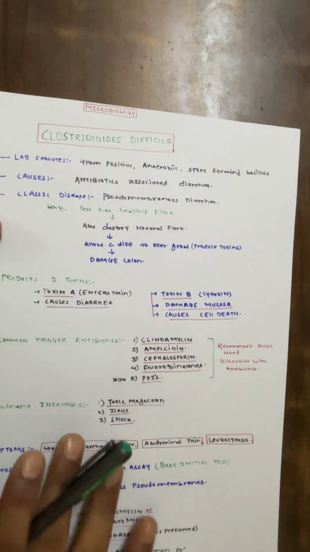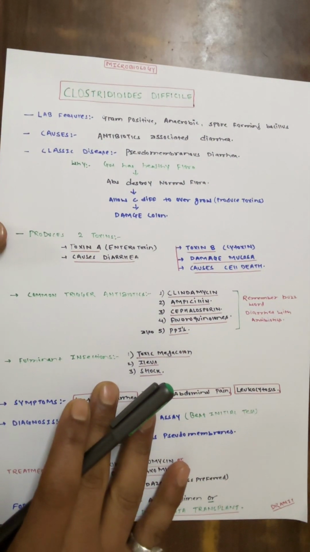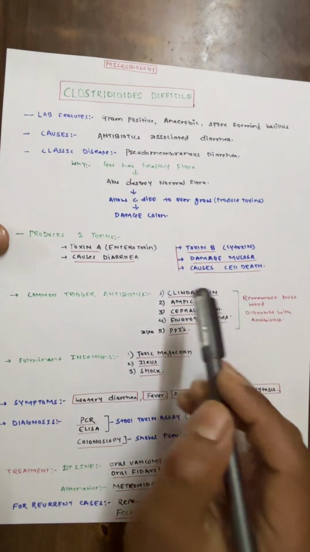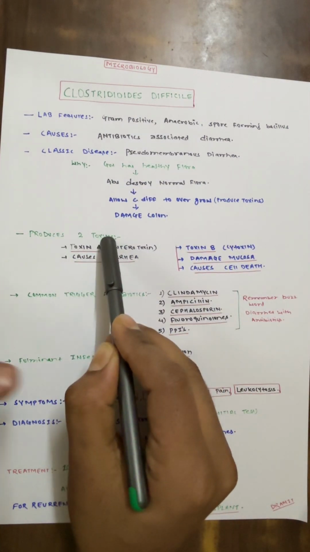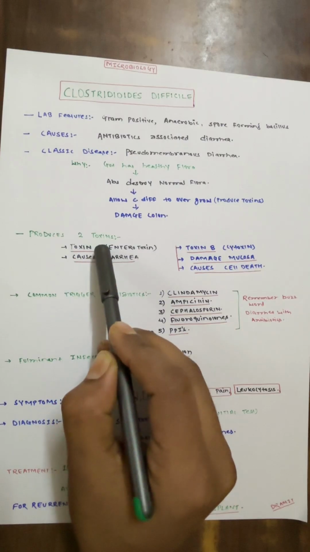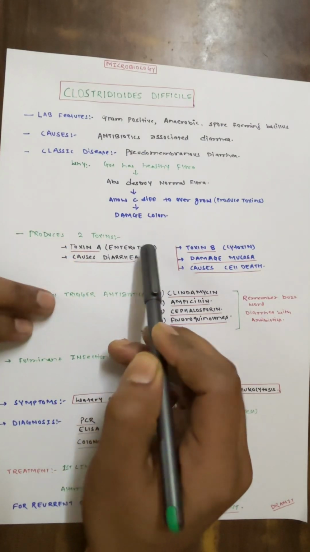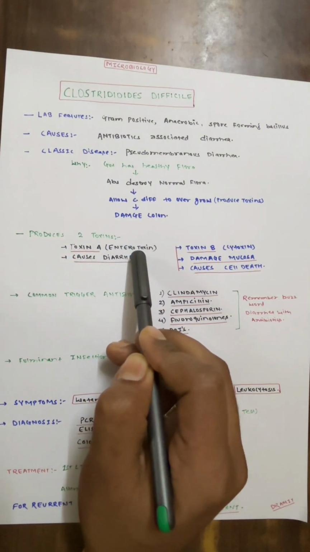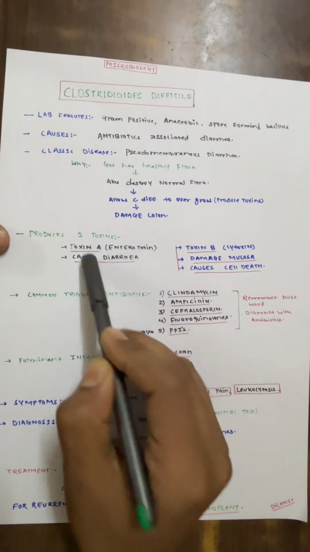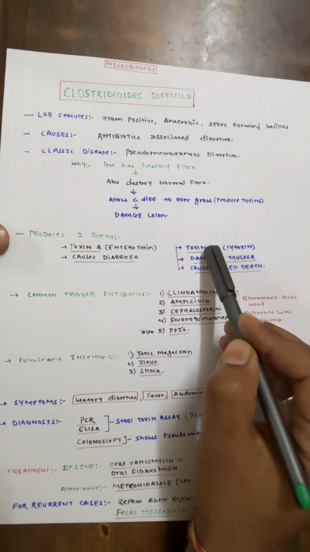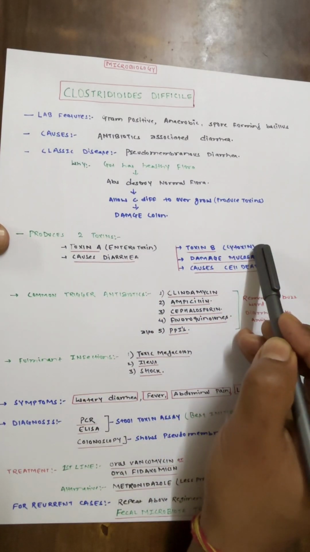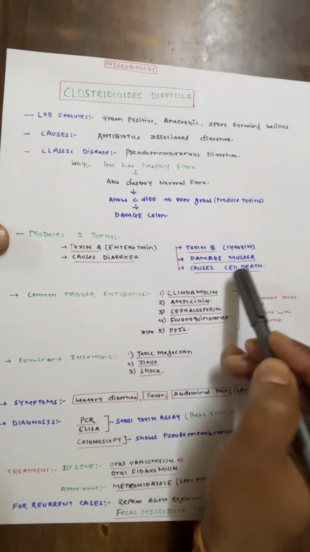Now while talking about the toxins produced by Clostridium difficile, it produces two types of toxins. One is toxin A, which is called enterotoxin. The word entero means it affects the GIT, and it causes diarrhea. And the second one is toxin B, which is also called cytotoxin, and it damages the mucosa and causes cell death.